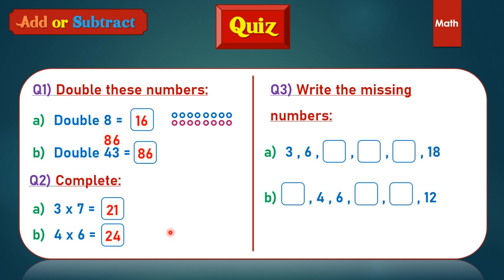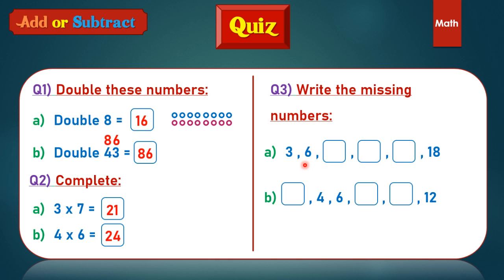Excellent. Now, question number 3. Write the missing numbers. Letter A. Do we have any 2 numbers in a row? Yes, we have 3 and 6. So, what happened from 3 to 6? Did I add or subtract? I add. Excellent. Now, add what? How many do I have to add to 3 to get 6?